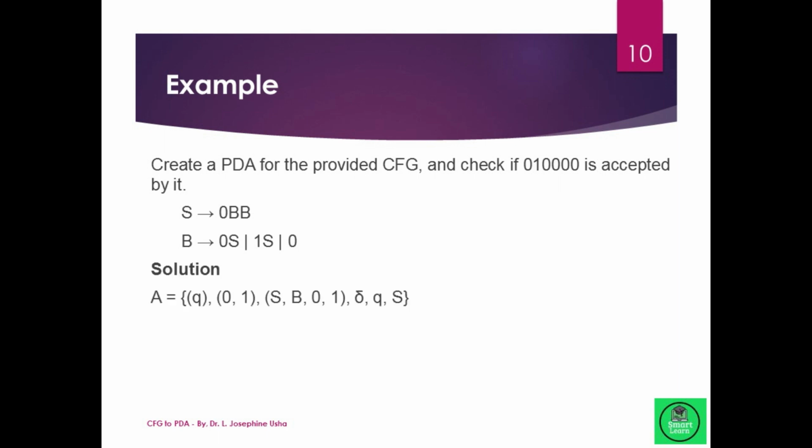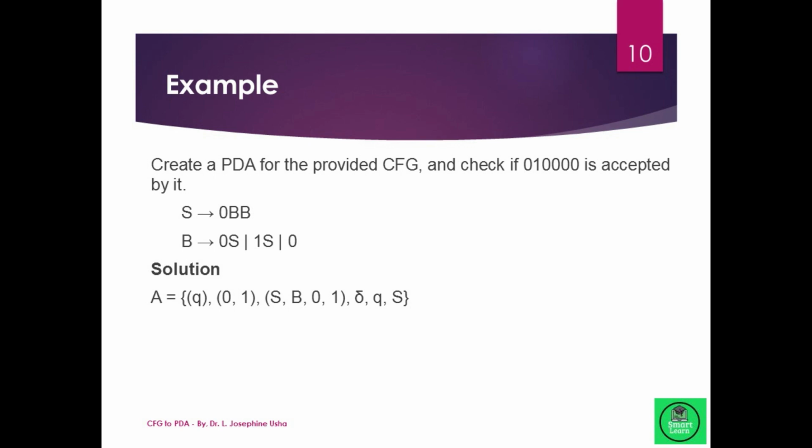Okay, so next you see how we can write the pushdown automata equivalent to this context-free grammar. First we define all the entities of the pushdown automata. From the context-free grammar you are going to construct a pushdown automaton, for example, A. First you assume the state q. q is one of the states in the pushdown automata.